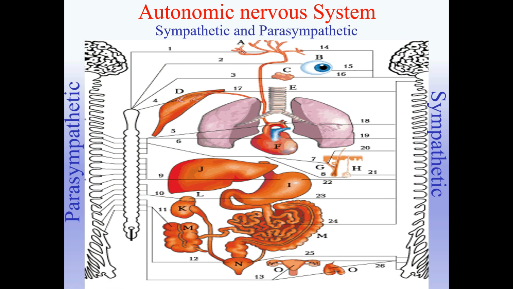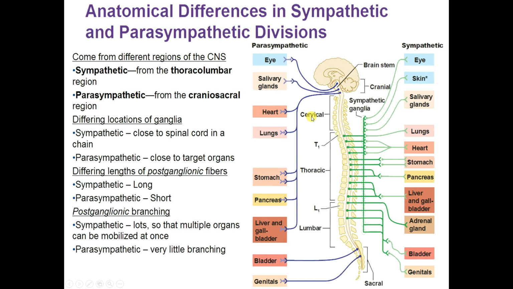As I mentioned before, autonomic nervous system is divided into sympathetic and parasympathetic. What are the differences in sympathetic and parasympathetic divisions? They come from the different regions of the CNS, sympathetic from the thoracolumbar region, parasympathetic from the craniosacral region. Different locations of ganglia, sympathetic close to spinal cord in a chain, parasympathetic close to target organs. Differing length of postganglionic fibers, sympathetic long, parasympathetic short. Postganglionic branching, in sympathetic lots, so the multiple organs can be mobilized at once, in parasympathetic, very little branching.